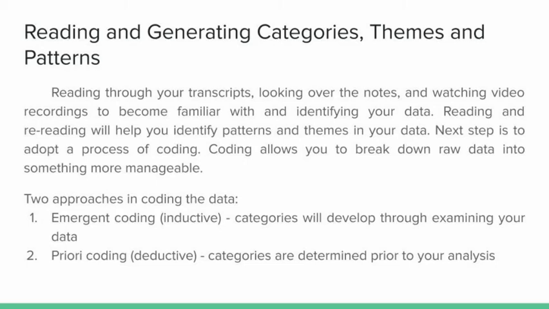We have two approaches in coding the data: emergent coding or a priori coding. Emergent coding is the inductive or bottom-up approach, so categories will develop through examining your data. While the other, a priori coding, uses the deductive or top-down approach. Categories are determined prior to your data analysis.